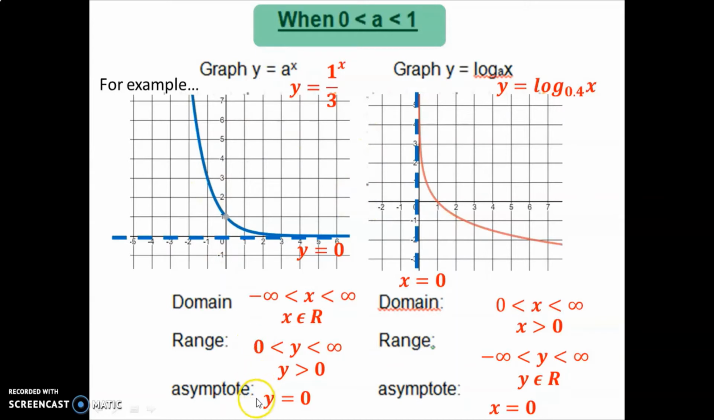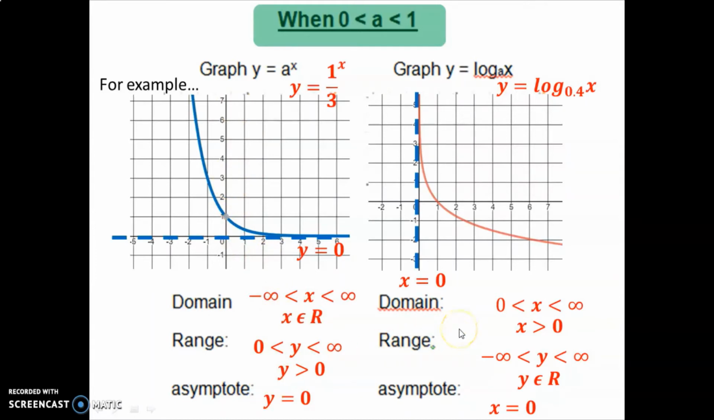We are looking for domain, range, and asymptote. Here's exponential growth, in this case decay, because a value is between 0 and 1, so we can see decay. The asymptote remains at y equals 0. The domain is still negative infinity, positive infinity, and the range is still from 0 to infinity. So check all that out here.